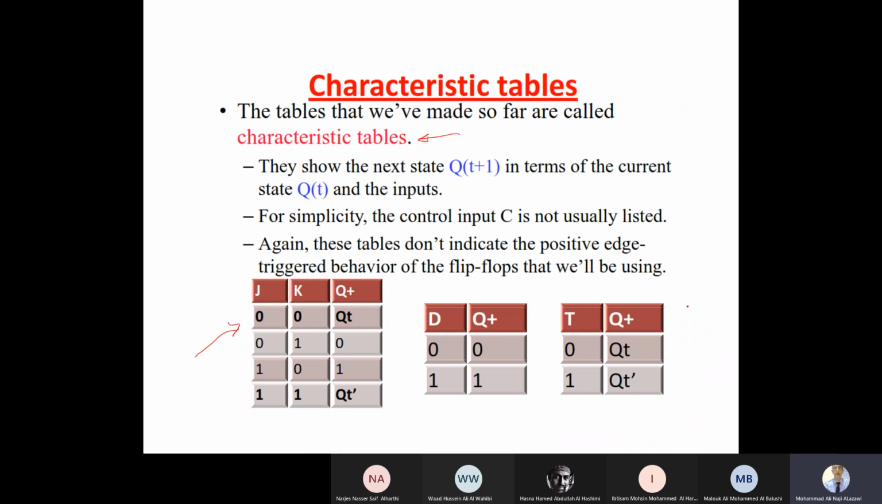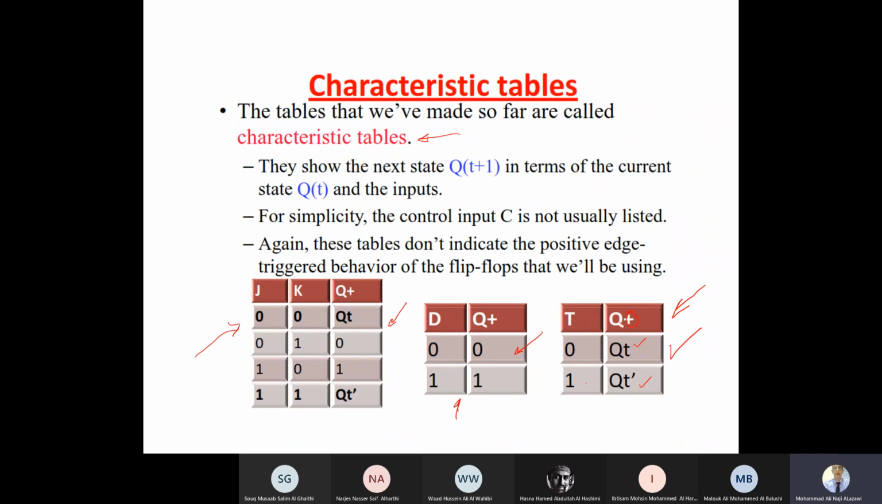So if I give you a question, write or draw or give the characteristic table of the T flip-flop, then you have to write this. When T is 0, then Q plus, of course, Q plus means the next state, will be Q. When T is 1, then it will be Q prime. This is the characteristic table of the D flip-flop. When D is 0, then the next state will be 0, and when D is 1, the next state will be 1. Here it depends on the input only, but it latches or keeps the input even after you remove it; it will keep the same value.